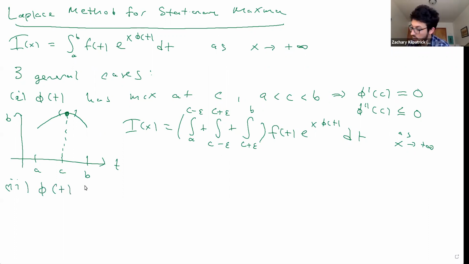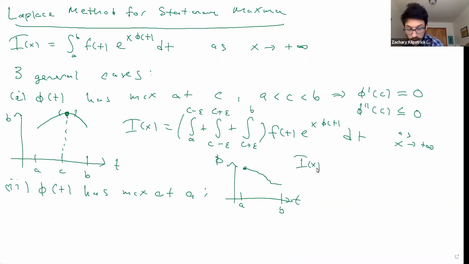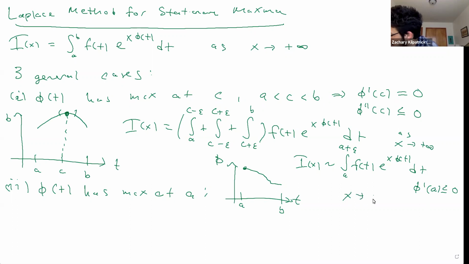Phi of t could also have a max at a. So in that case, we would have phi, a, b, and our function looks something like this. There's our max here. And in that case, I of x would just be given to leading order by the integral from a to a plus epsilon, just some region around that left boundary, e to the x phi of t dt. And here, the only condition we need is that phi prime of a is less than or equal to 0. Or that's the only thing that we can say for sure, that we have some global maximum there on our domain a to b. Okay.